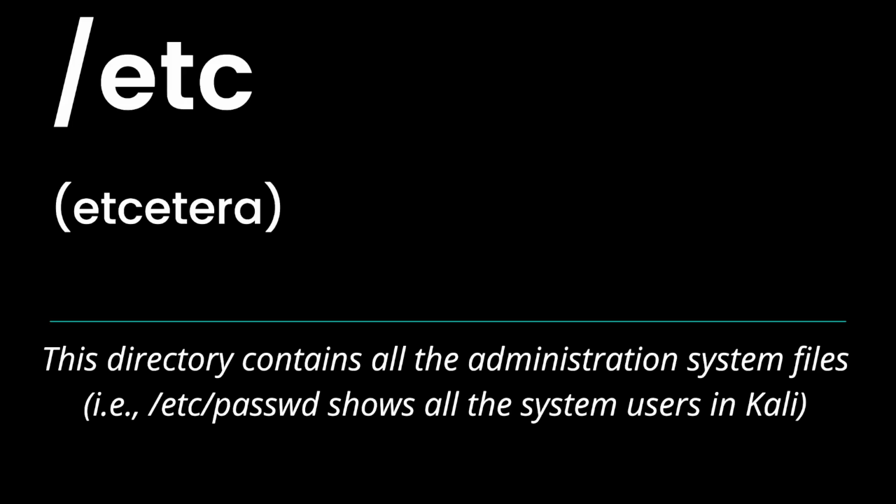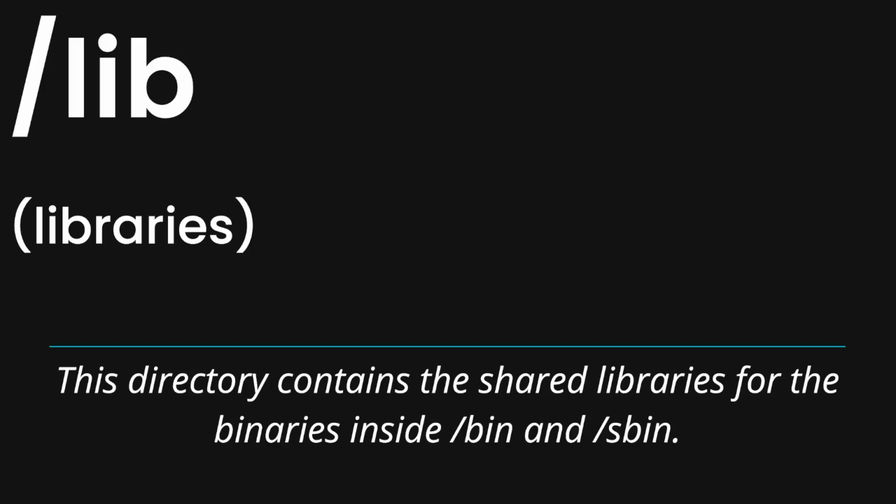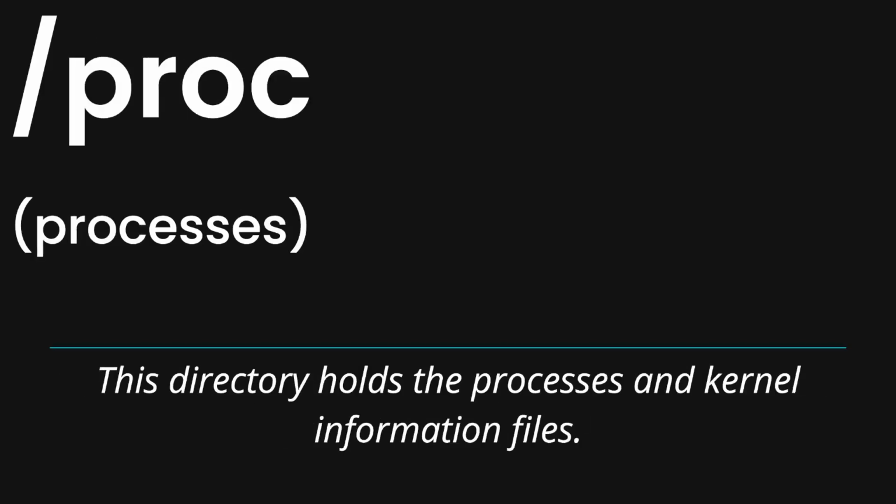After the /etc, we have the /lib for libraries, and this is very straightforward. It just contains the shared libraries for the binaries inside the /bin and /sbin. Very simple. The next one is the /proc, or processes. This directory holds the processes and kernel information files. Very simple. A command that usually shows you all the processes is the ps command, which will display all the processes running in your Linux system.